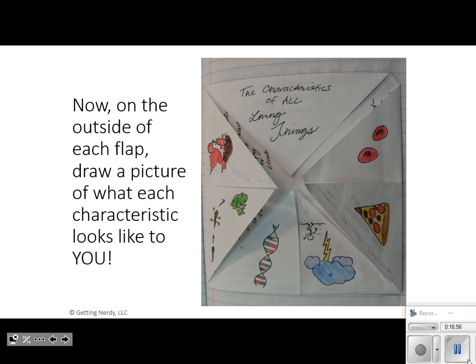If you're bad at drawing, can I print pictures off and glue them on there? Absolutely. I'm not a very good drawer. Did you see mine? I've got pictures that I printed off in color. So if you're not a very good drawer, you can do that.